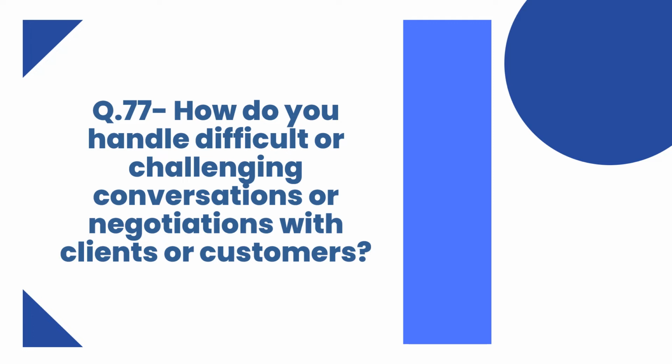One example of a difficult conversation that I had to handle was with a client who was concerned about the progress of a project. They were unhappy with the timeline and felt that the project was taking too long to complete. In order to address their concerns, I scheduled a meeting with the client to discuss the project in detail. During the meeting, I listened actively to their concerns and provided them with a detailed update on the project's progress. I also provided them with a revised timeline and a plan for addressing any delays.